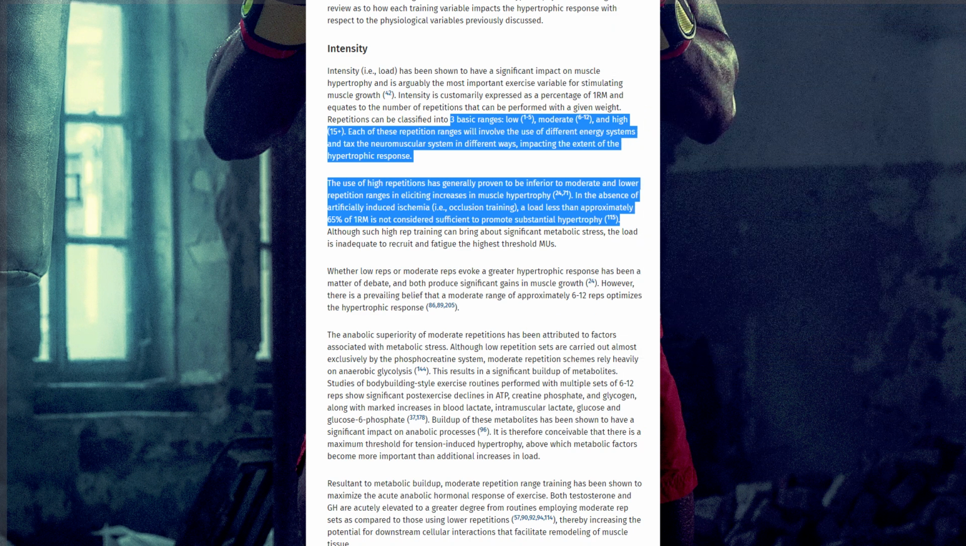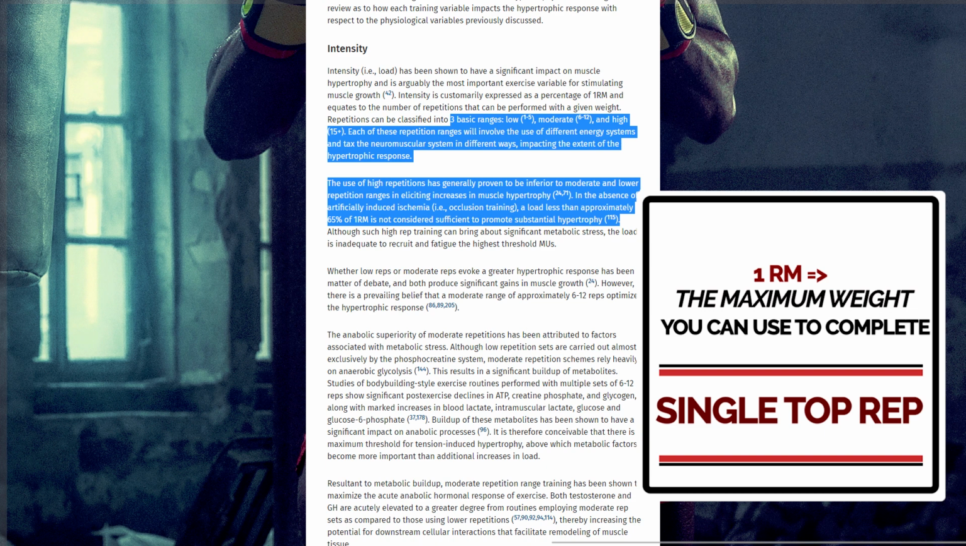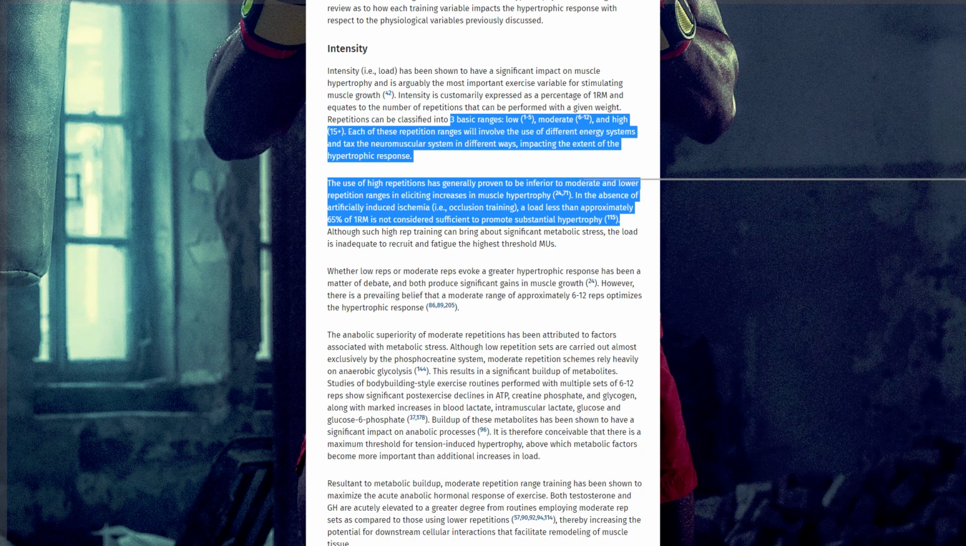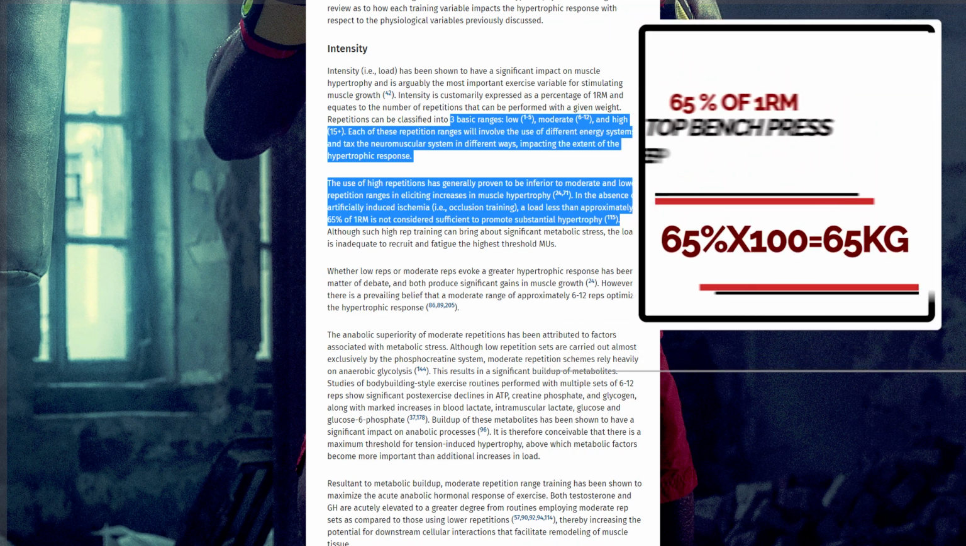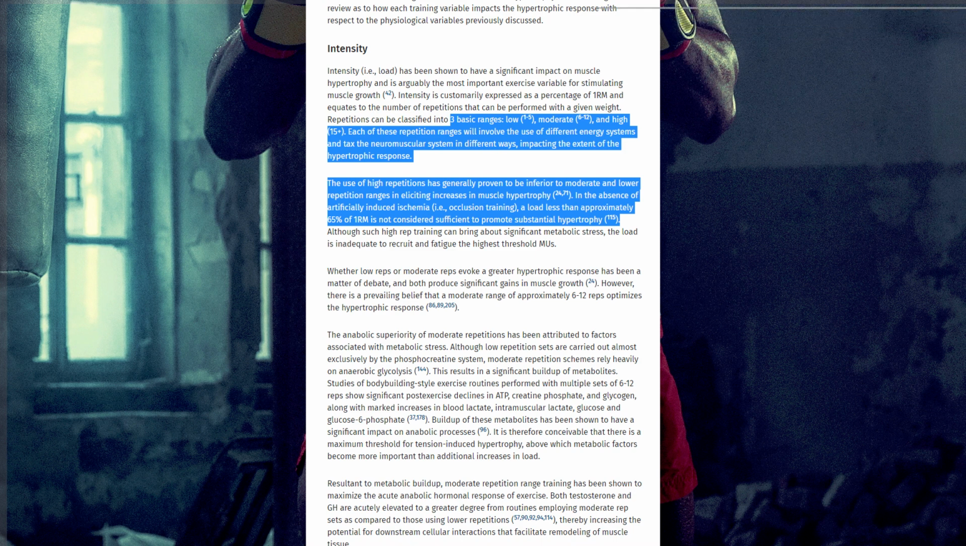And this basically means that 65% of 1 RM is 65% of the weight that you can do only one repetition with. So let's say if you can do bench press with 100 kg for one rep and that's your max, then 65% of that 1 RM is going to be 65 kilograms. And that's the minimal weight that you should use in order to maximize hypertrophy.